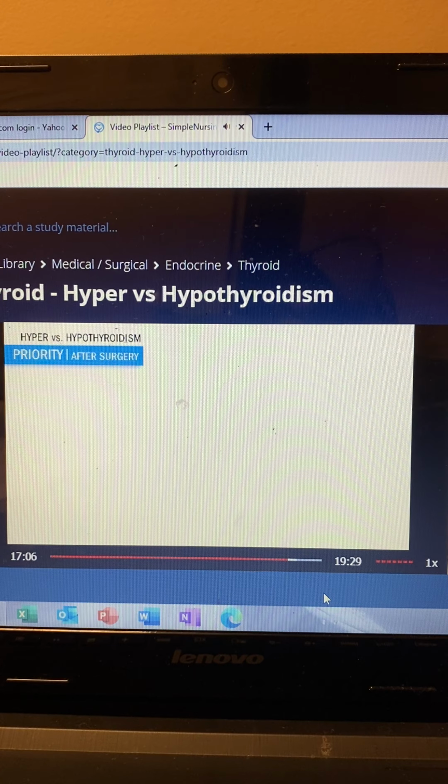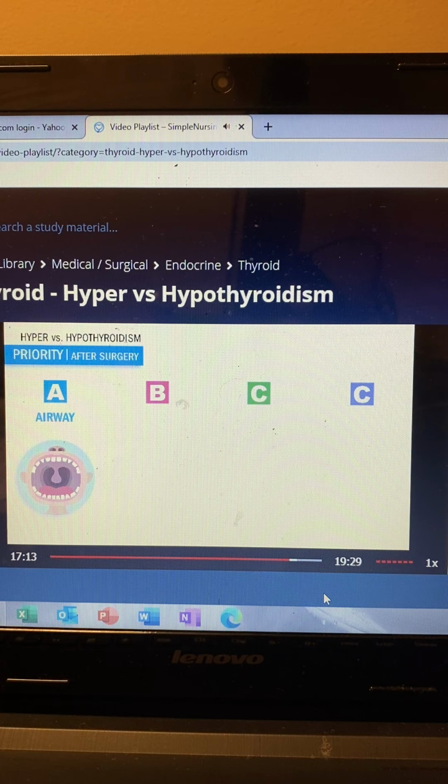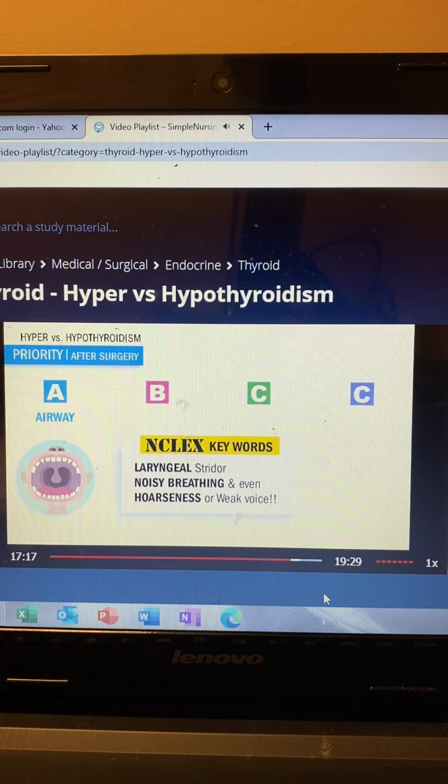Okay, now for the big NCLEX priorities, we have the ABCs of thyroidectomy. A is for airway. Since surgery is done near the neck, guys, we think airway. Huge NCLEX key terms here, write these down. Laryngeal stridor, noisy breathing, and even hoarseness or weak voice. Huge, big NCLEX key terms there.